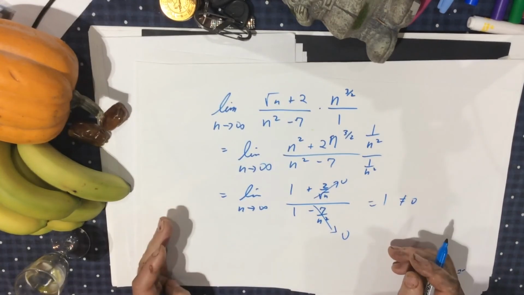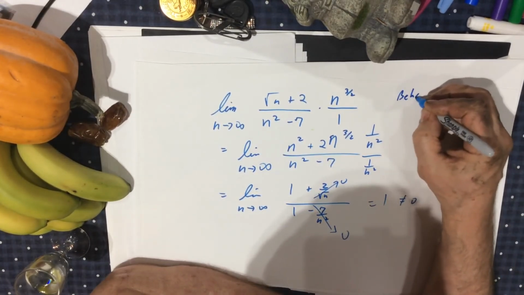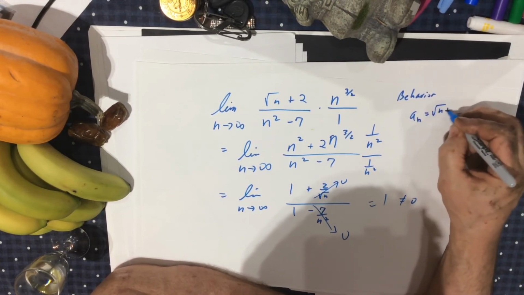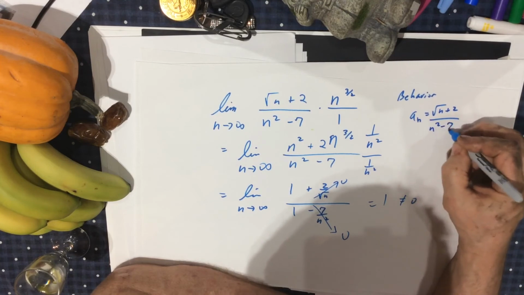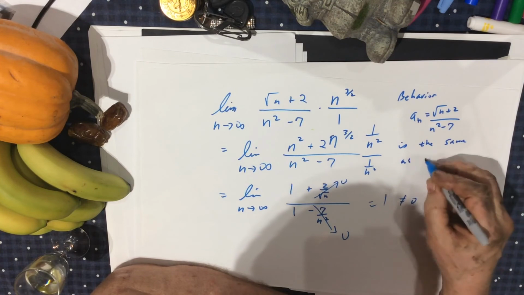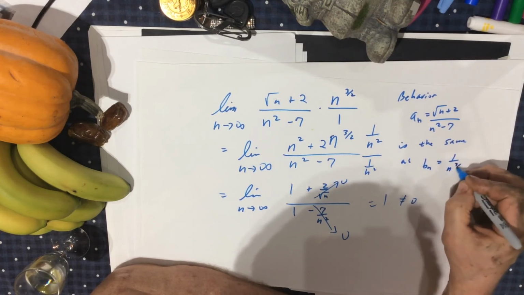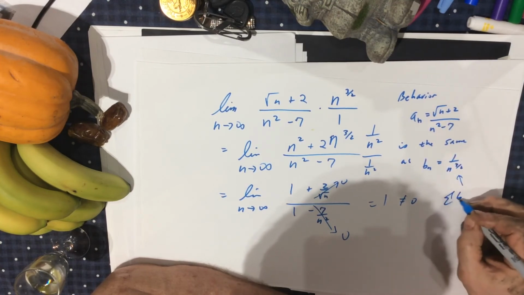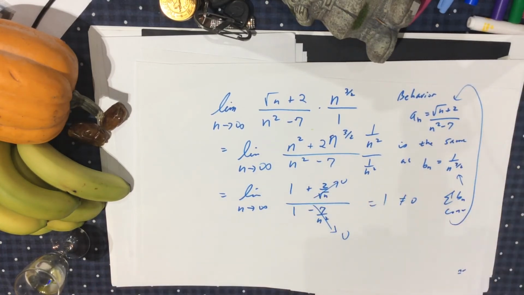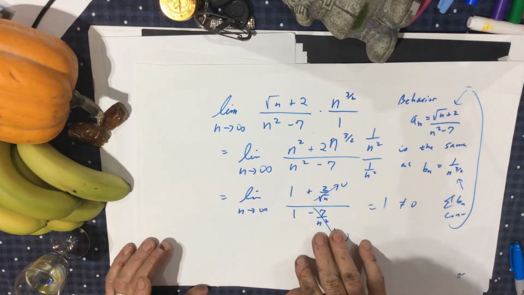And we have just proved that the behavior of a_n, equal to (root n plus 2) over (n squared minus 7), is the same as b_n, which is 1 over n to the 3 halves. And that is convergent, which says we just discovered that a_n is convergent. That's called the limit comparison test. The limit comparison test basically says you can look at things and figure out what they're like.